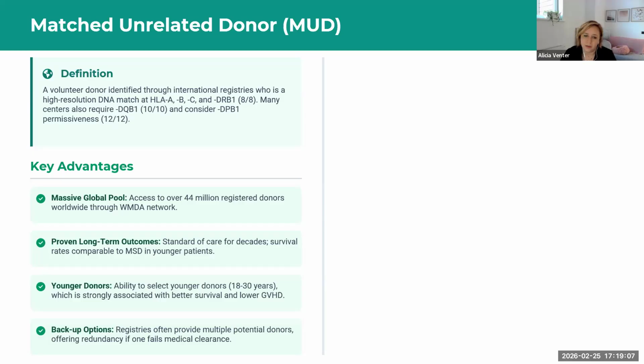And of course, you have backup options. Some registries are so big and they have duplicated the same genotypes so many times that even if you can't get hold of the first, second, or third donor or option on your list, there might even be a fourth or a fifth. So backup donor options are often available, especially for patients with Western European ancestry.